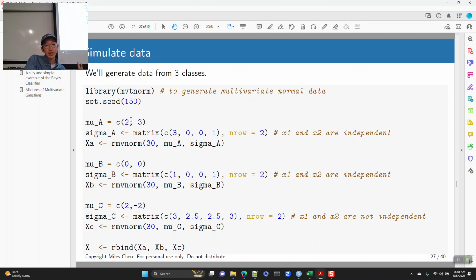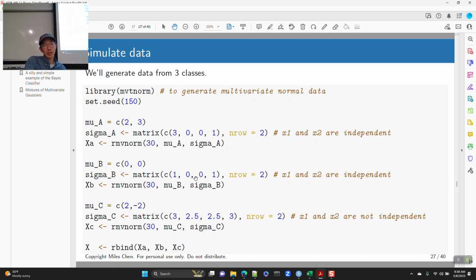So I've got 3 classes: class A, class B, and class C. Class A has a mean of 2, 3. Class B has a mean of 0, 0. And class C has a mean of 2, -2. So just imagine this, right? 2, 3, 0, 0, and 2, -2. For class A, we have a matrix 3, 0, 0, 1. So x1 and x2 are independent. We have zeros in the off diagonals, and x1 has more variance than x2.